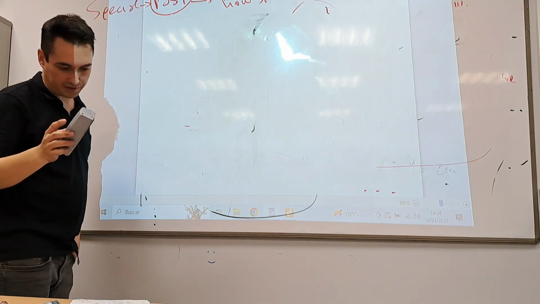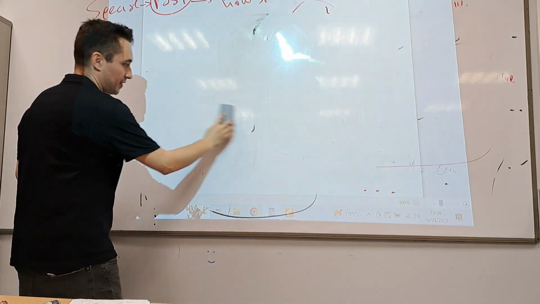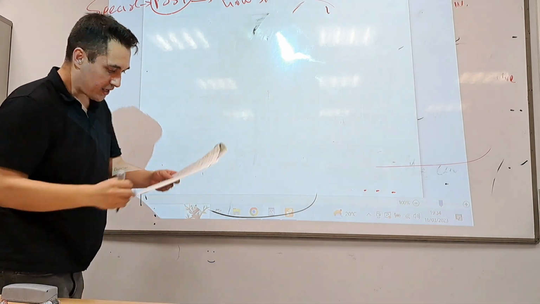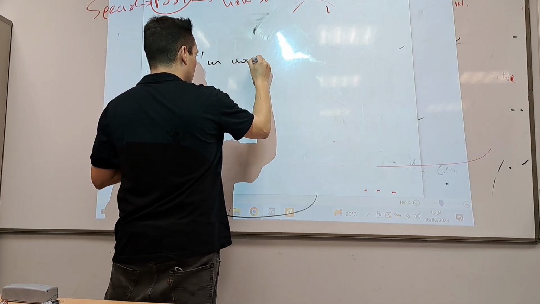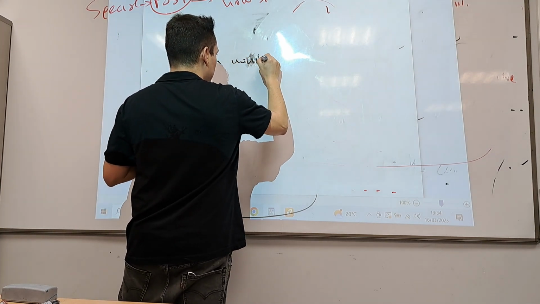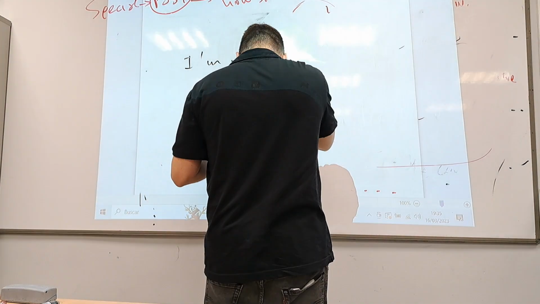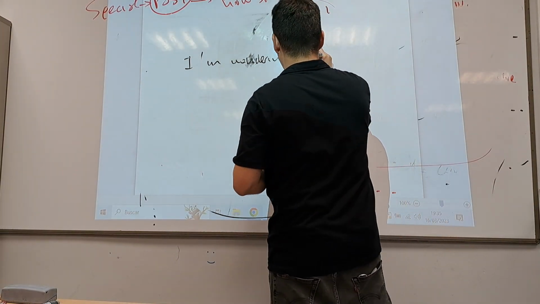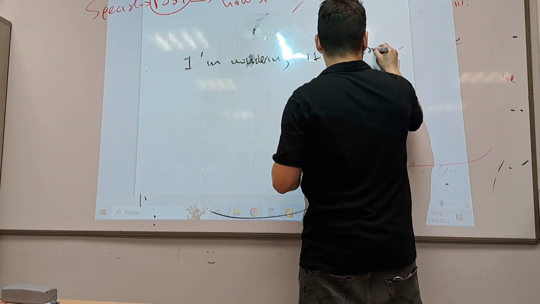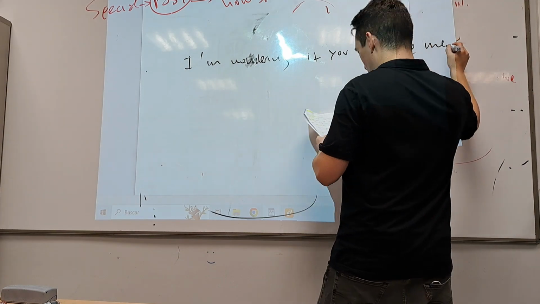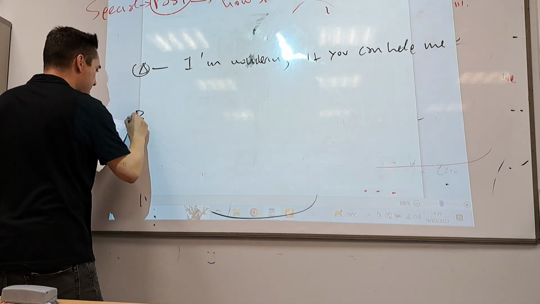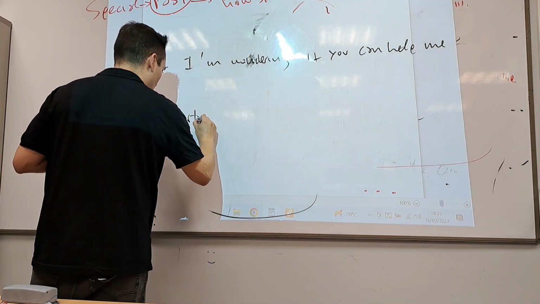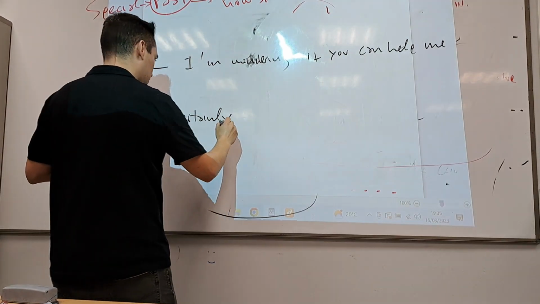Okay, next. I'm going to give you a sentence and you make it more polite for me. I'm wondering if you can help me. A. B. Certainly. What do you need?